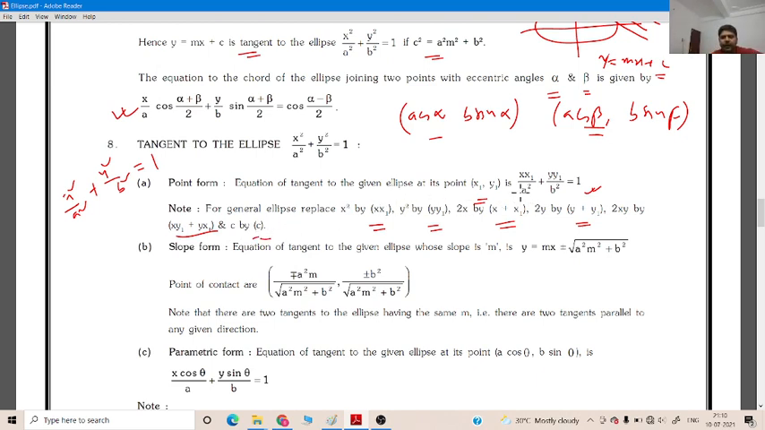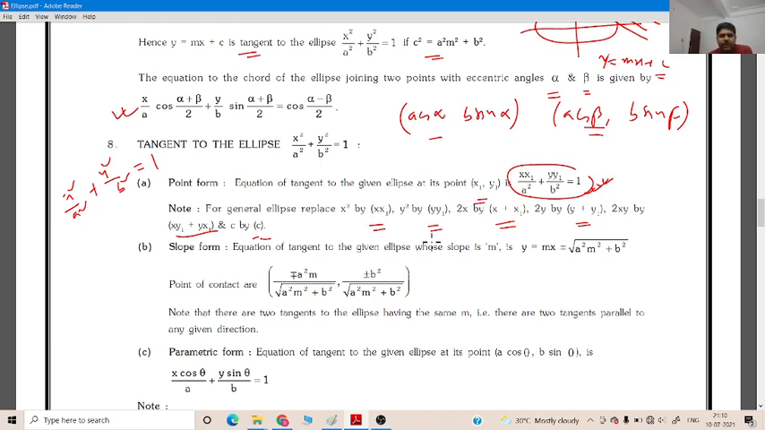Now, here the equation is x square is replaced by what? x x1. Therefore, it is equal to x x1. y square is replaced by y y1. Then you have the equation is this one. That is the equation of a tangent passing at which point? At x1, y1.